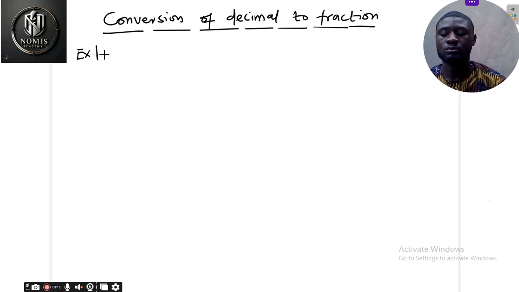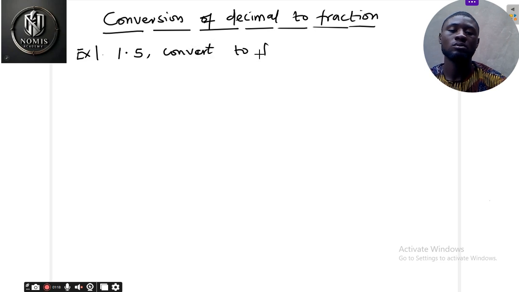So let's take the first example. Example number 1. 1.5 is a decimal number. Now convert it to fraction. How do I get this done? Let's get into the solution.